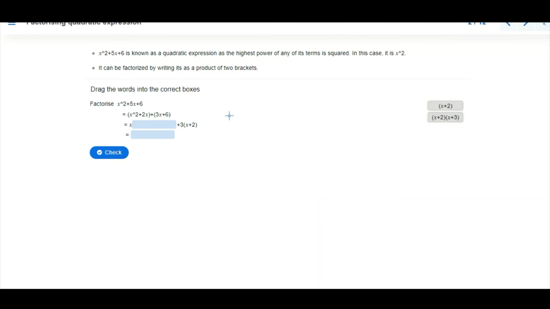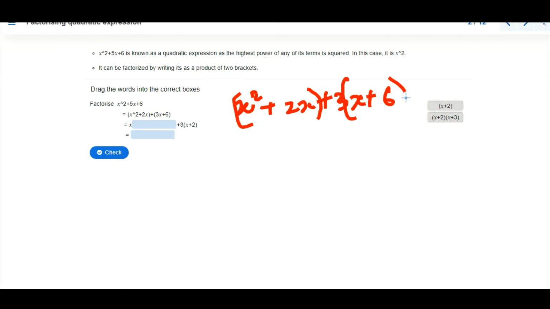Let's solve. We can re-express this equation as x raised to power 2, and we replace the coefficient of x with the two values we have gotten. We have plus 2x plus 3x plus 6. Having done that, we look for the common factor. We are covering this and this with brackets. Look at this and this. What is common to both of them? I believe we have x. So let's bring x out. When you bring x out, we have x remaining here, because x times x gives us x squared, plus what do we have left here? 2. 2 times x gives us 2x.